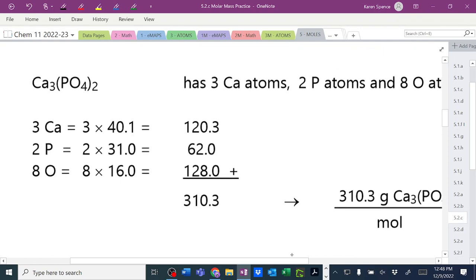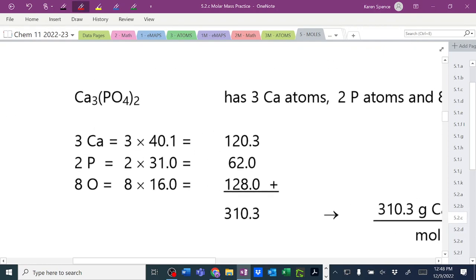Calcium phosphate, always remember that when you're looking at your elements that are in the brackets, how many phosphorus do we have? 2. And how many oxygen do we have? We have 8. Okay, so is that good?